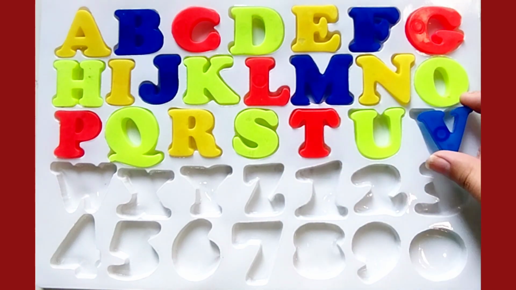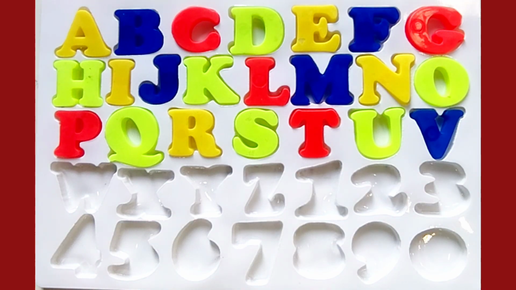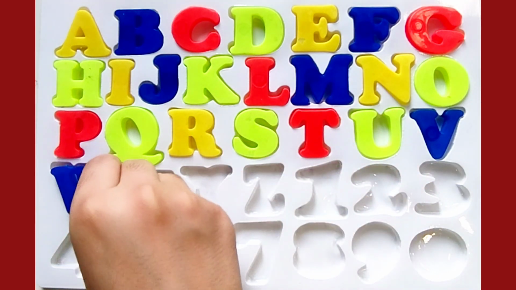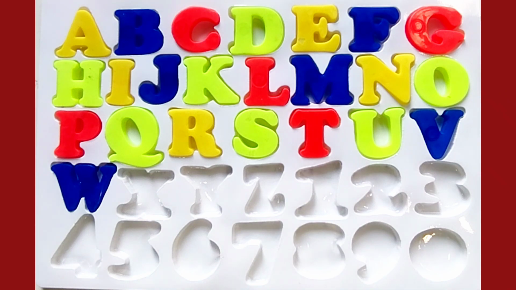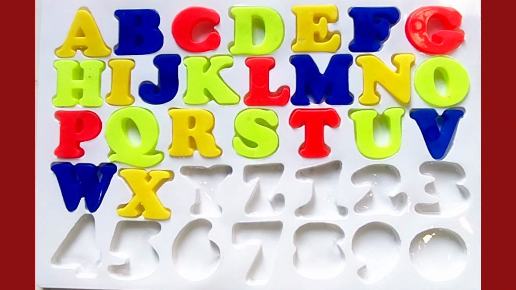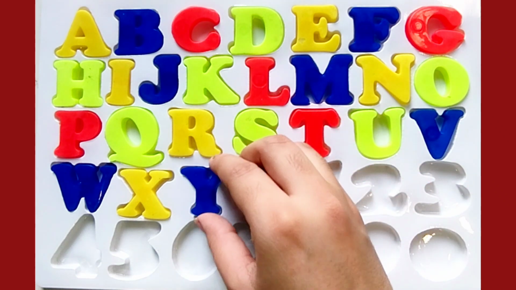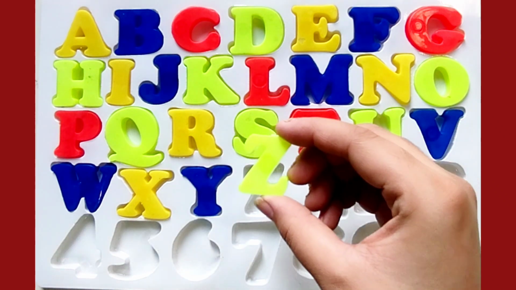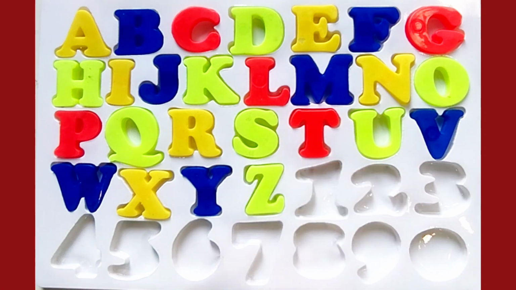Blue color V. V for van. Blue color W. W for watch. Yellow color X. X for X-mas tree. Blue color Y. Y for yak. Light color Z. Z for zebra.